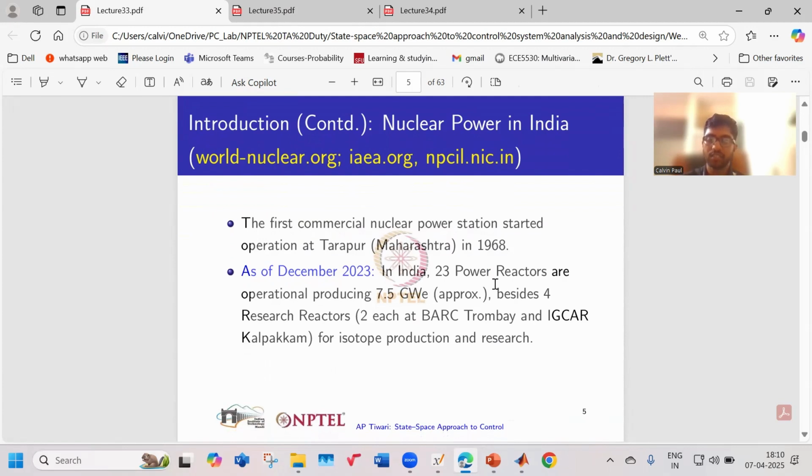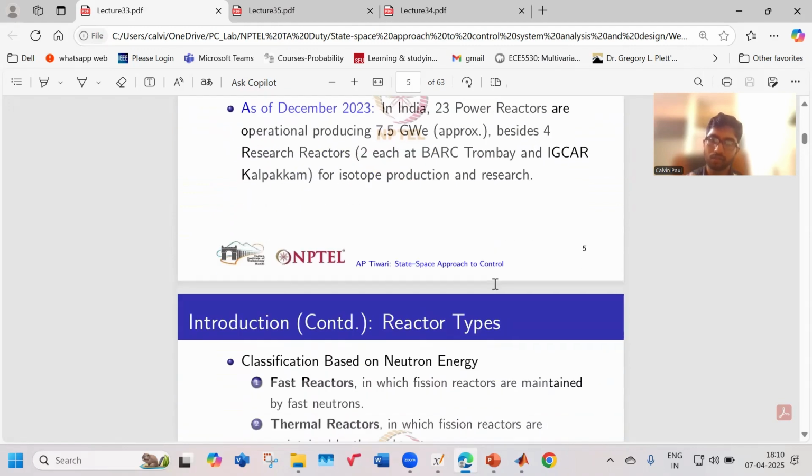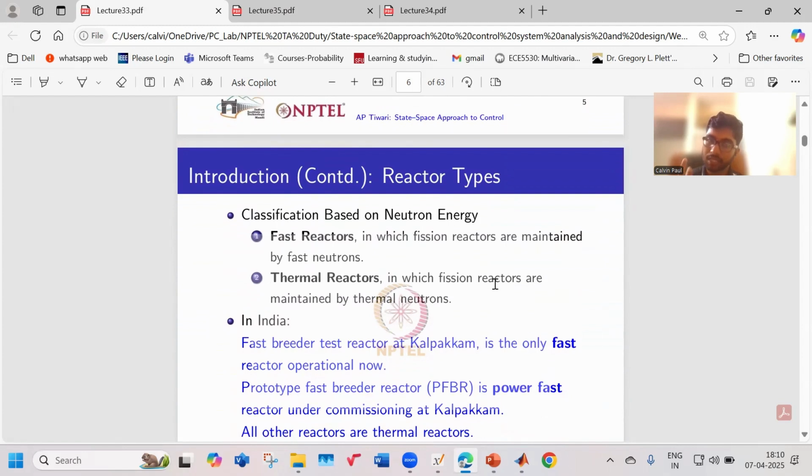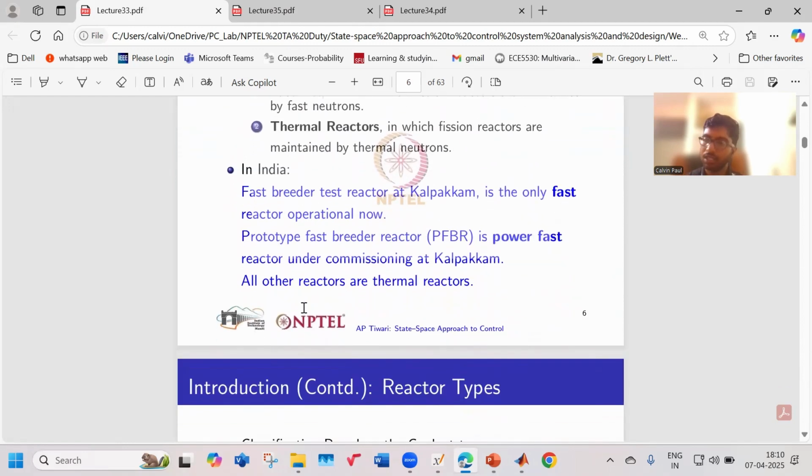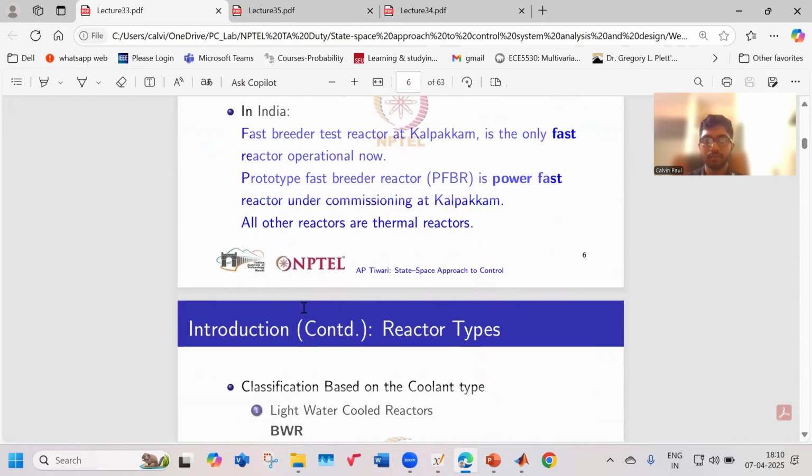There are four research reactors: the research reactors Mark II at BARC Trombay and the IGCAR at Kalpakkam, which is close to Chennai. These are used for isotope production and research. So there are 23 power reactors and four research reactors. Reactors can be classified as fast reactors, thermal reactors, and the fast breeder test reactor. Kalpakkam has the only fast reactor operational now. All other reactors are thermal reactors.